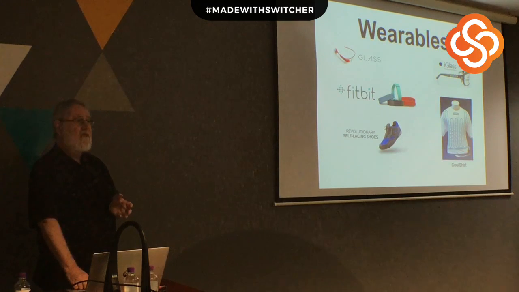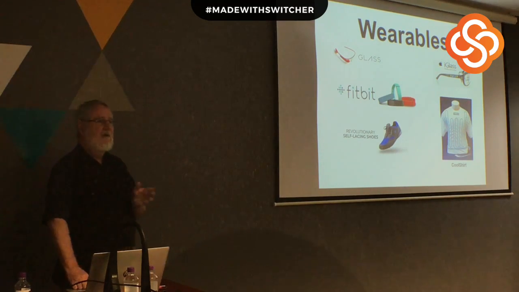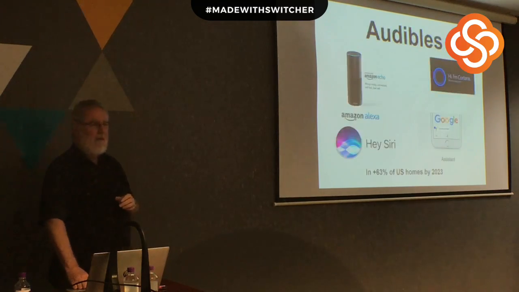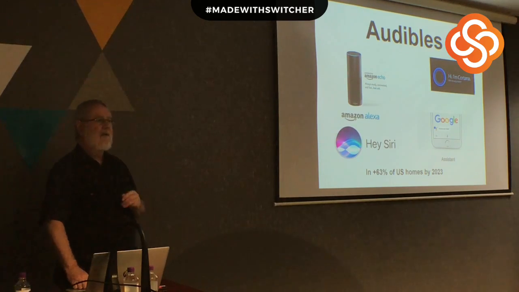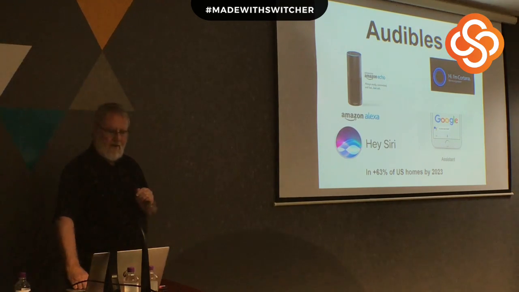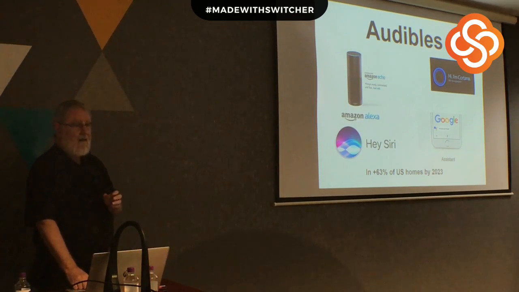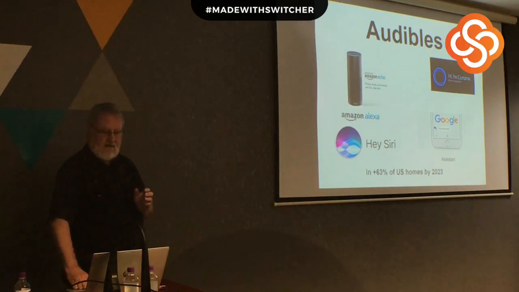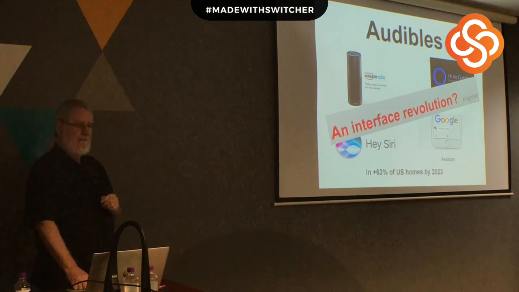It's a subset of wearables. There's a lot of new wearables like Google Glass, the Fitbit, self-lacing shoes, etc. These are all a subcategory of wearables. It's also a subset of audibles, like Amazon Echo, Alexa. Most of us are familiar with her, or Siri on your phone, or Google Assistant. And they estimate that they'll be in 63% of US homes by 2023. So again, the hearable is a subset of audibles, and it's becoming an interface revolution.